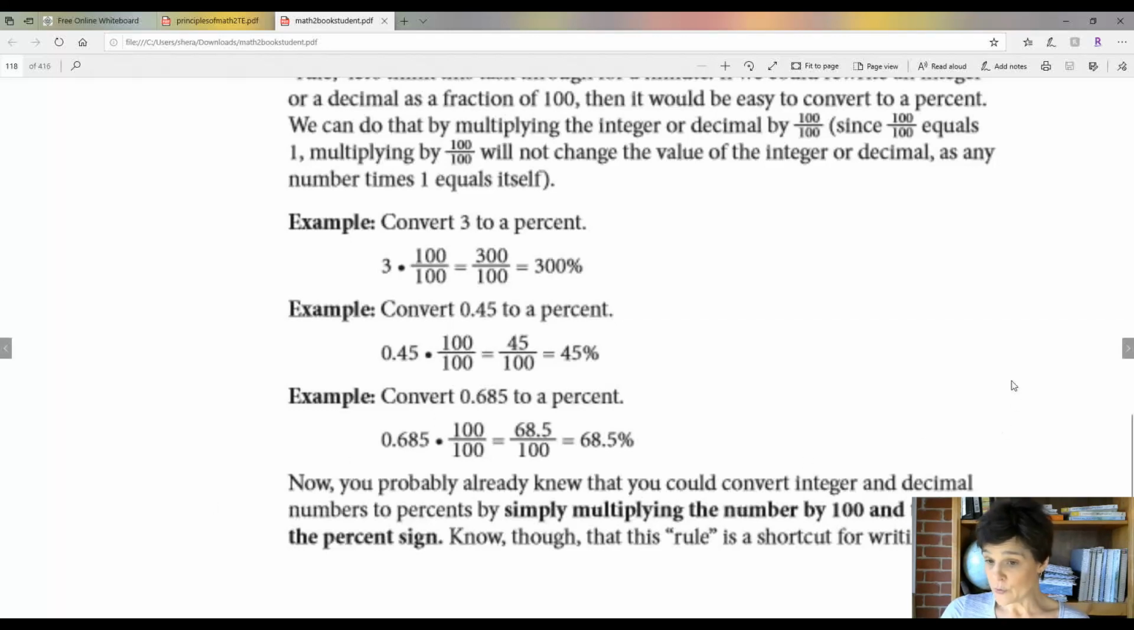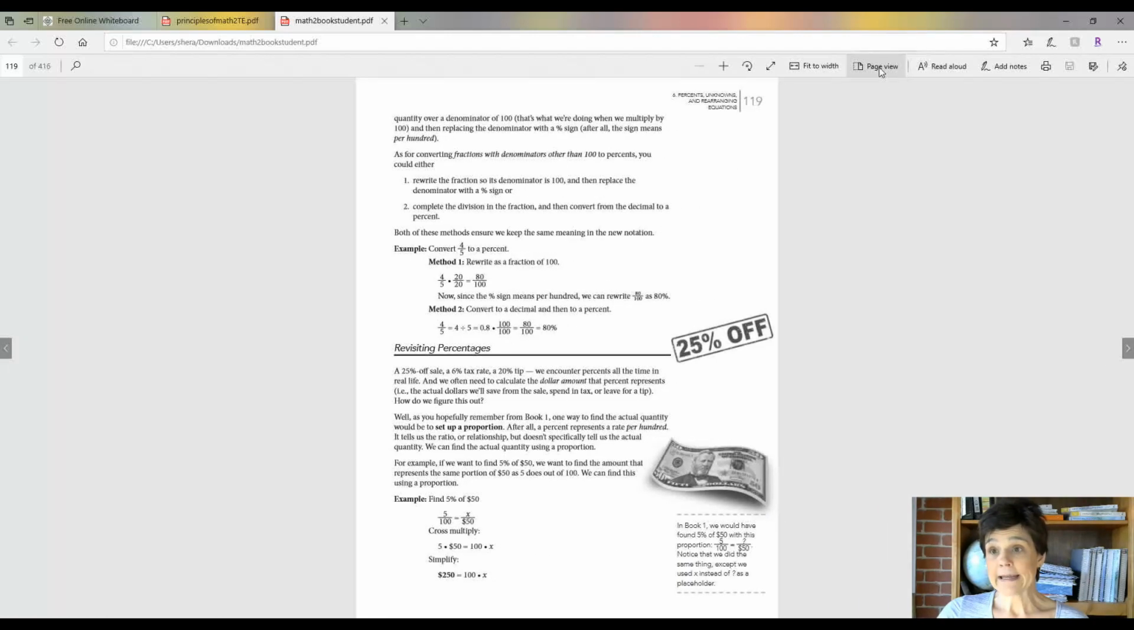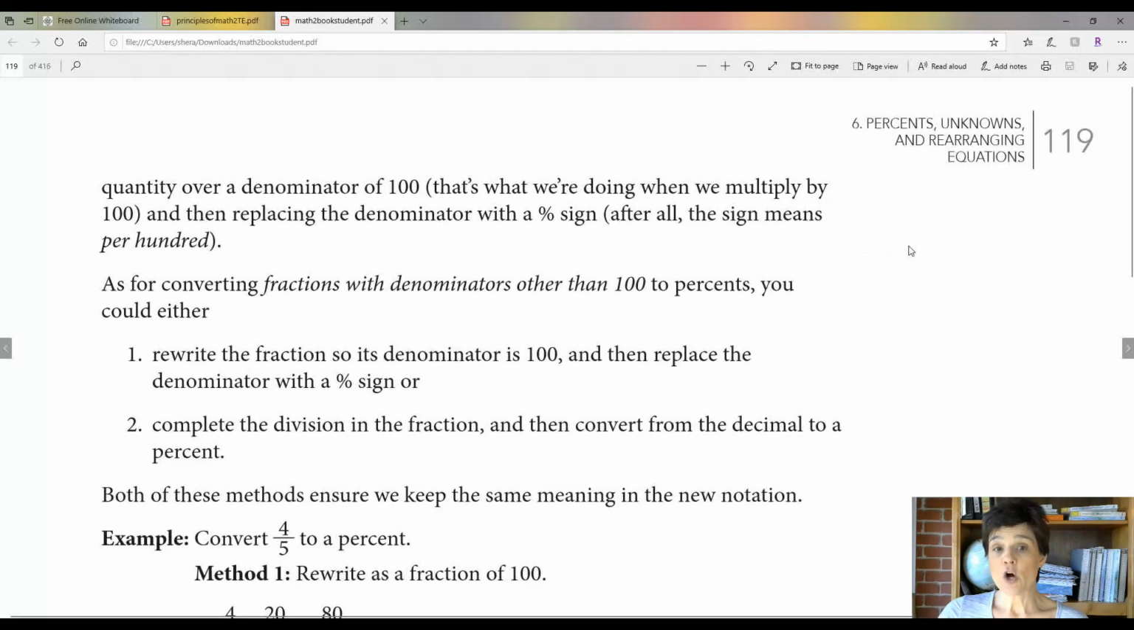You already knew you could convert integer and decimal numbers to percents by simply multiplying the number by 100 and then adding the percent sign. Know, though, that this rule is a shortcut for writing the quantity over a denominator of 100. It's what we're doing when we multiply by 100, then replacing the denominator with a percent sign. After all, the sign means per 100.